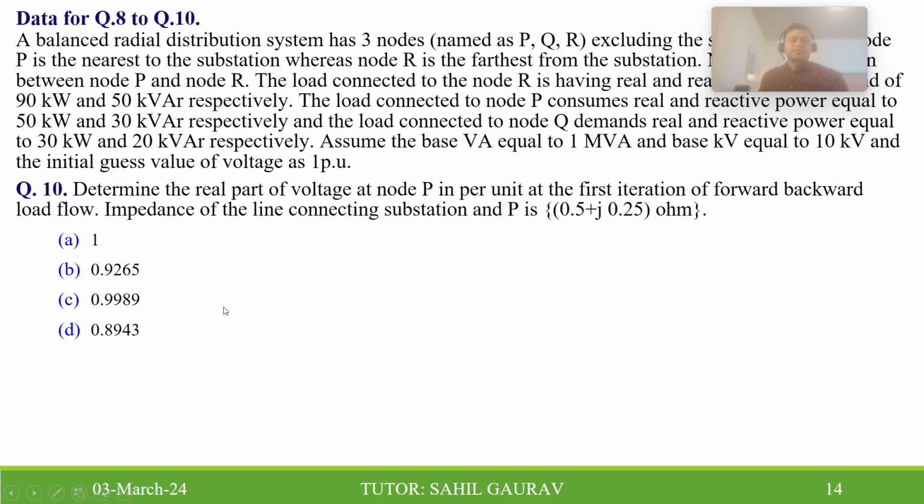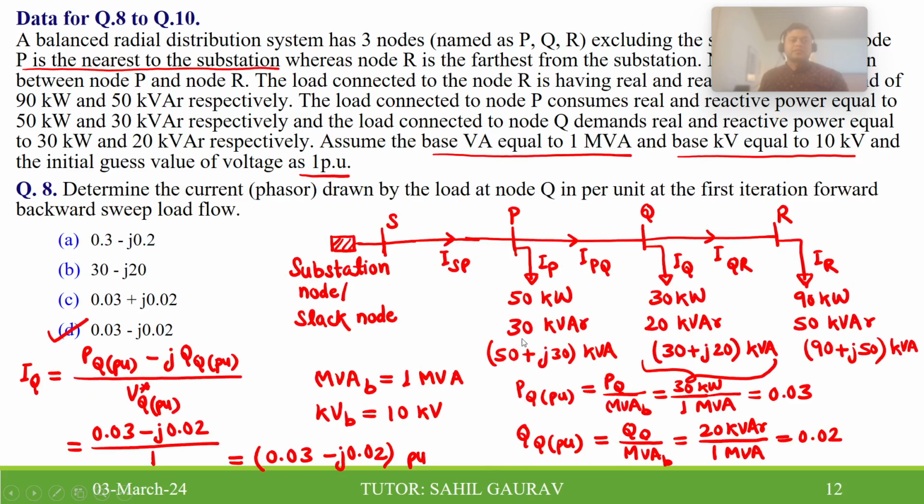So in this problem, the last step for any load flow algorithm is that we have to determine the voltage. So in this problem, it is asking about the voltage. We have to determine the voltage at node P in per unit at the first iteration of forward backward load flow, and the impedance of the line connecting substation and P is given as 0.5 plus J 0.25 ohm. So let us see the diagram.